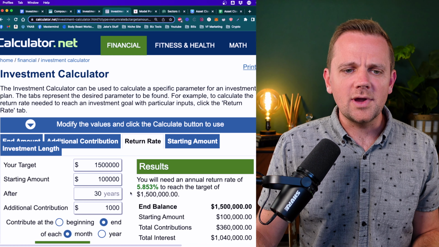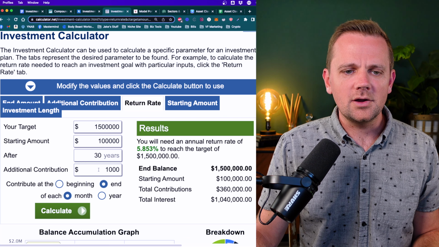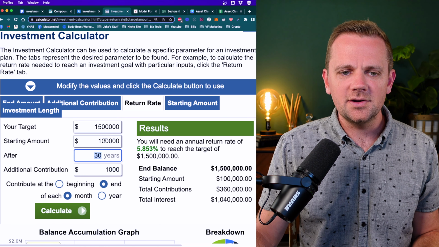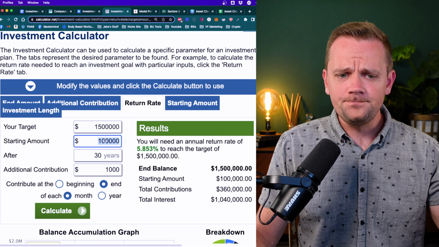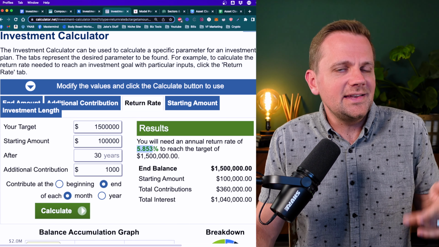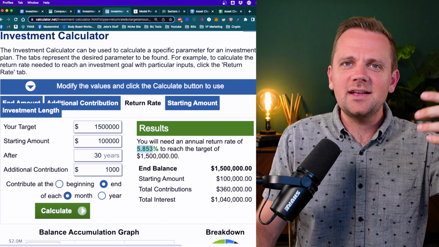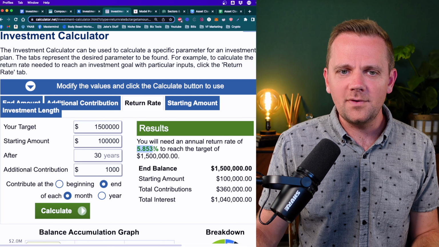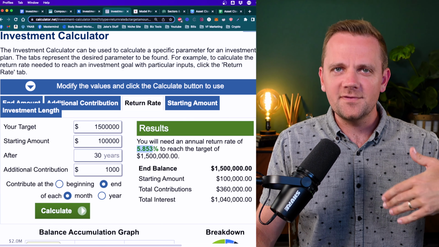Same thing with your return rate. Maybe you know that you are going to be able to contribute $1,000 a month for 30 years, starting at $100,000. And it's just saying, hey, you only need to eke out a 5.8% return. You don't need 10 to 12%. So maybe that allows you to take a little less risk in your investment portfolio. So again, this return rate allows you to kind of reverse engineer that.